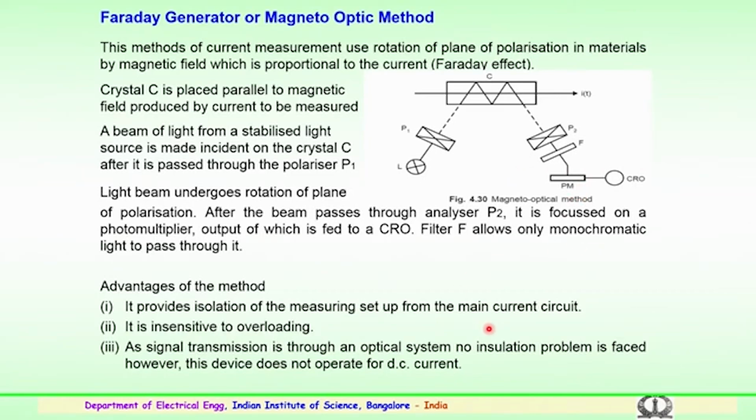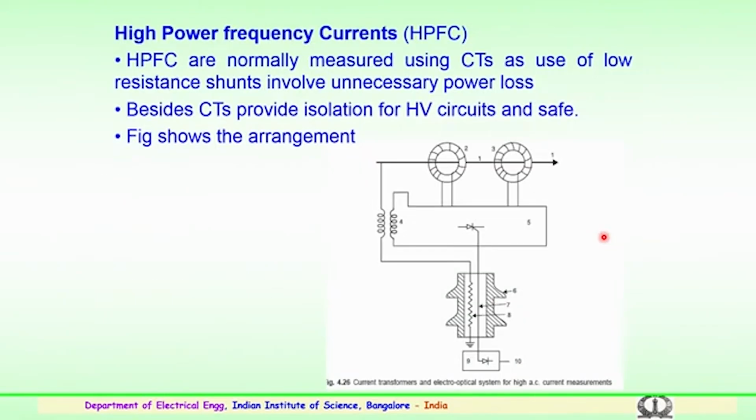The advantages of this method are that it provides isolation of the measuring setup from the main current circuit, and it is insensitive to overloading. This is a point to be considered. Third, the signal transmission is through an optical system, which we discussed, so no insulation problem is faced. However, this device does not operate for DC currents, which is an important point to be known.